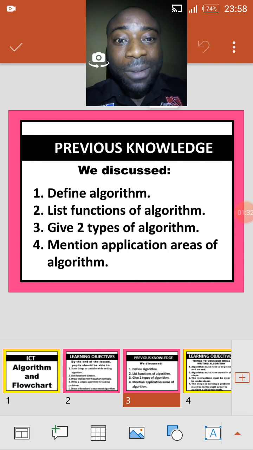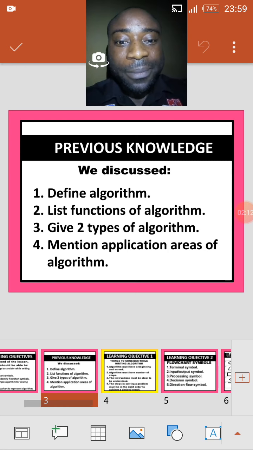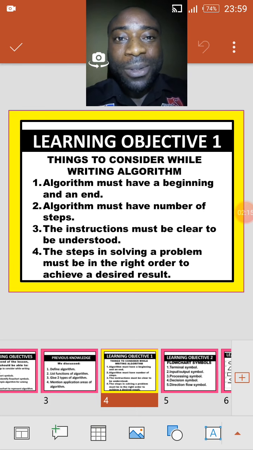And we looked at 2 types of algorithm. We have the pseudocode and the flowchart. And we say pseudocode is the narrative description of algorithm, written in English-like statements, just like when you are writing a short story. And we discussed flowchart too, that uses symbols and shapes. Then we mentioned application areas of algorithm, where we said it can be used in computing, in mathematics, and in solving human problems. Now, back to our lesson for today.